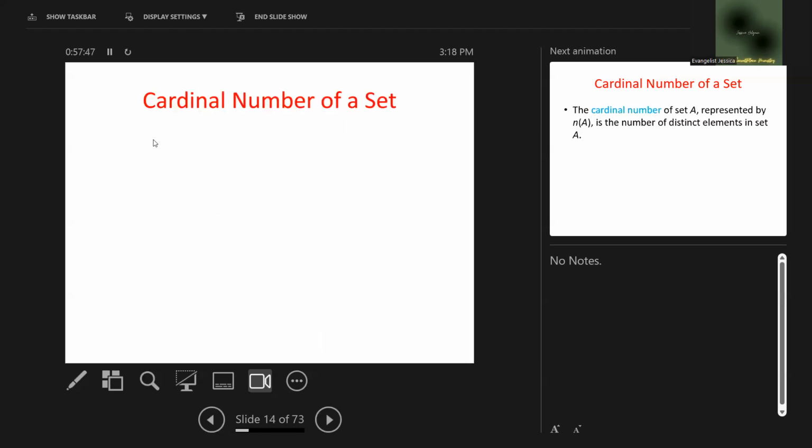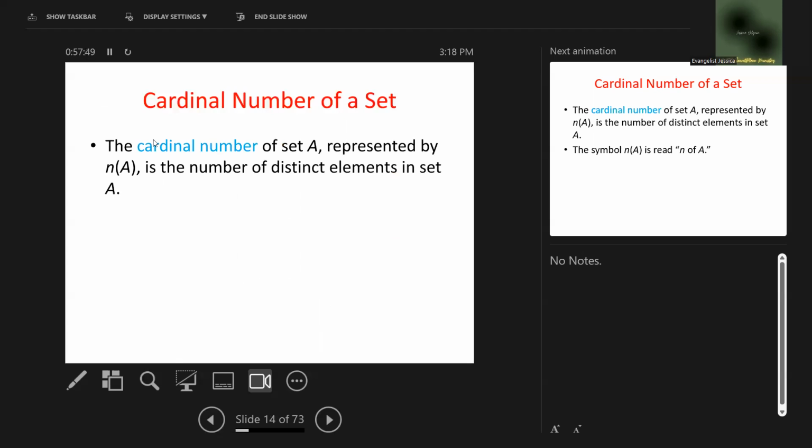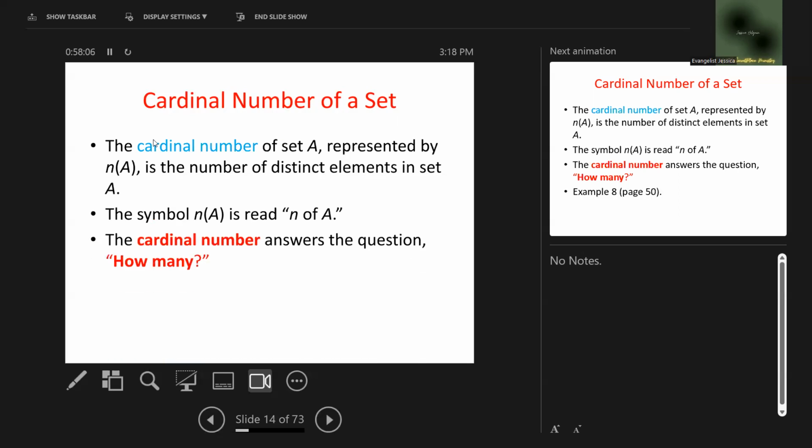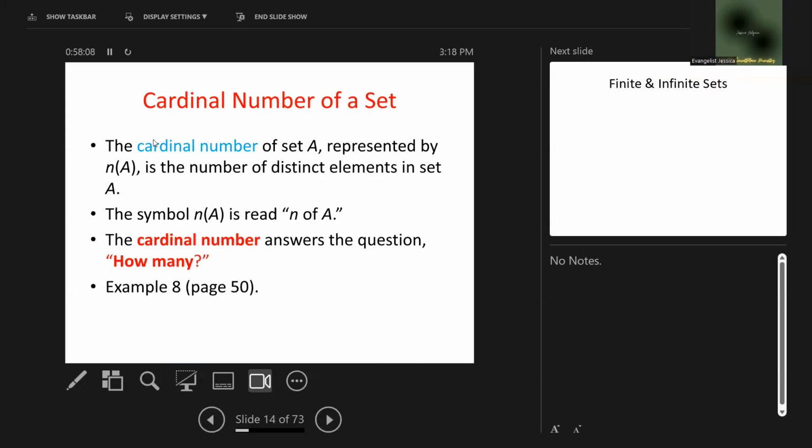Now, another thing to remember is the cardinal number. These are, again, mathematical vocabulary. The cardinal number of a set A is the number of distinct elements in that set and is represented by n of A. This is simple, but if you want, we can go to page 50.